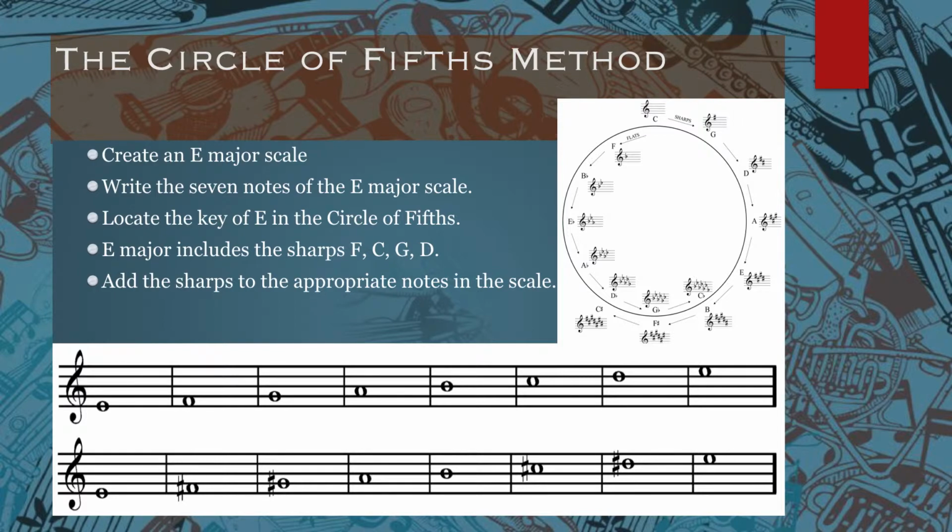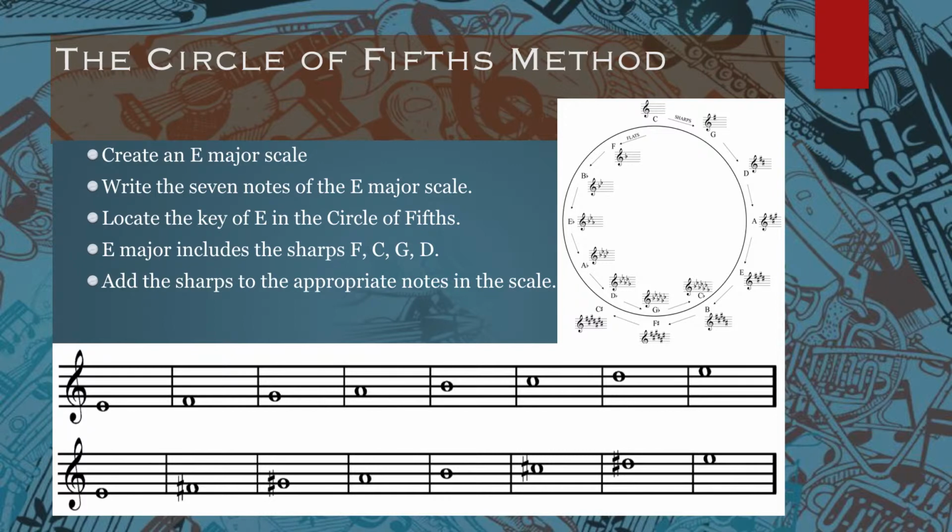Then you look to your circle of fifths, you locate the key of E, you see that it has 4 sharps. So you need to make the F sharp, C sharp, G sharp, and D sharp in the scale, and that gives you an E major scale. You can do that with any key that you want. That might be the easiest method for most people.